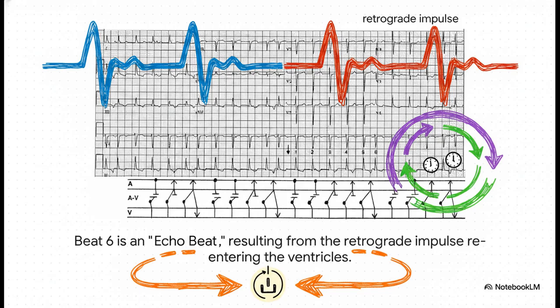That retrograde impulse from beat 5 is delayed just long enough in the atria that by the time it gets back down to the AV junction, the junction has recovered and is ready to go again. So the impulse effectively turns around and conducts right back down to the ventricles, creating beat 6. This is a classic reentrant beat, what we call an echo beat. And that event then resets the junctional pacemaker, and this whole complex cycle just starts all over again.